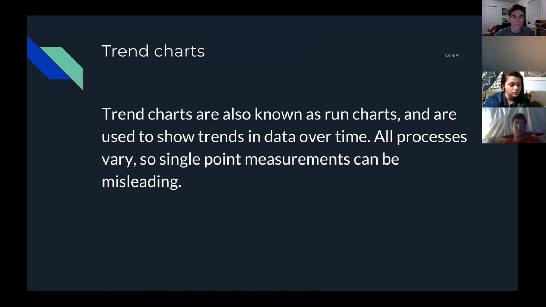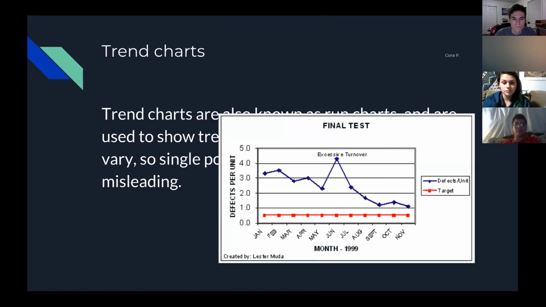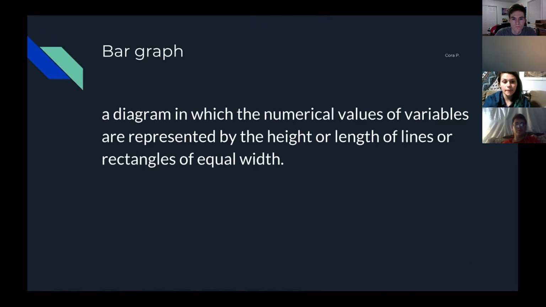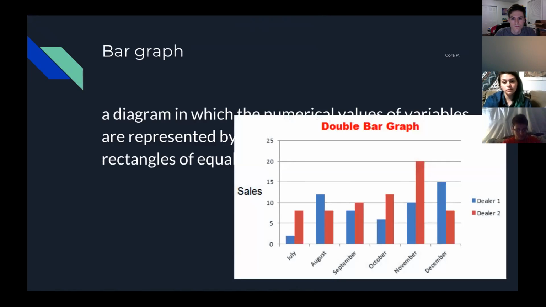Trend charts. They are also known as run charts and are used to show trends in data over time. All processes vary, so single point measurements can be misleading. And here is an example of that. Bar graph. A bar graph is a diagram in which the numerical values of variables are represented by the height or length of lines or rectangles with equal width. Here is an example of a bar graph.